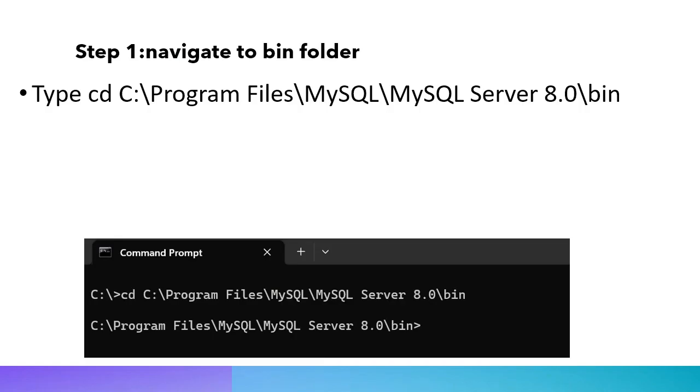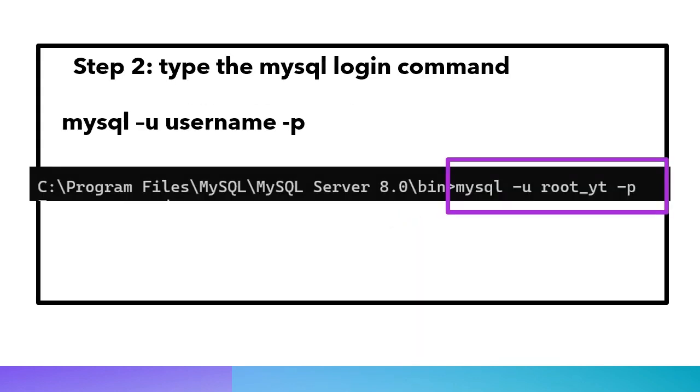Now open your command line prompt, and then type in this command: cd, and then the path. So this path here is the bin folder of your MySQL server. Afterwards, after you have entered into the bin folder in the command prompt, we'll need you to type in the MySQL login command. The MySQL login command looks like this. mysql -u, and then your username, and then -p. So this will enable you to enter into the MySQL workbench.